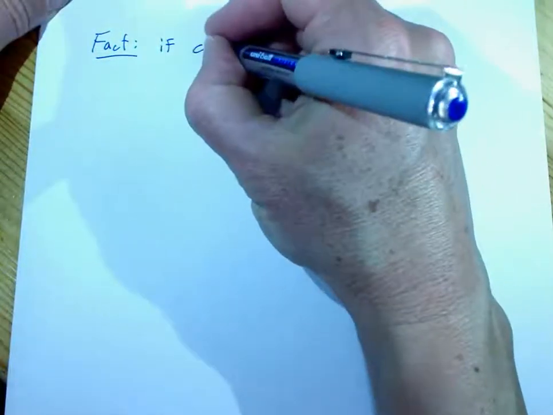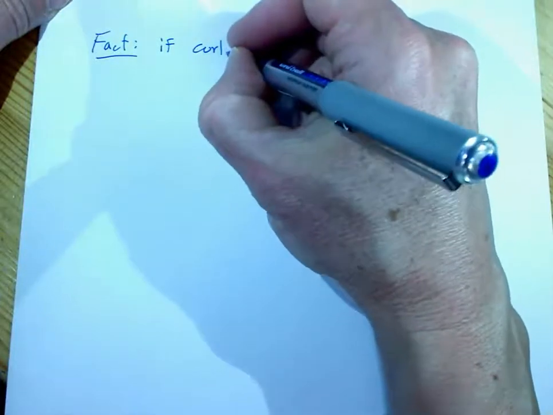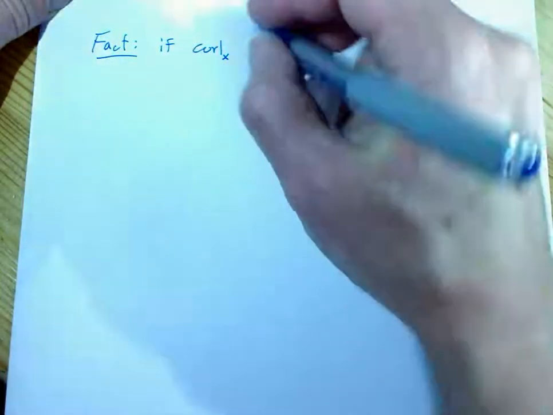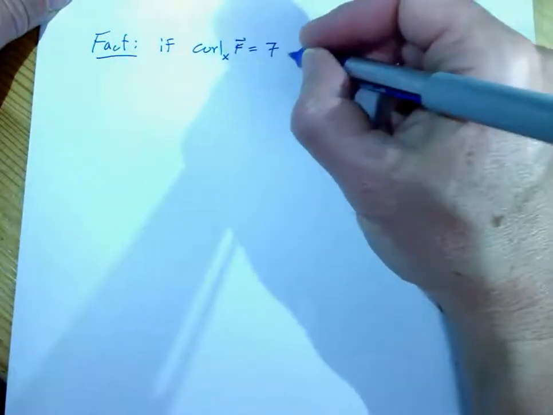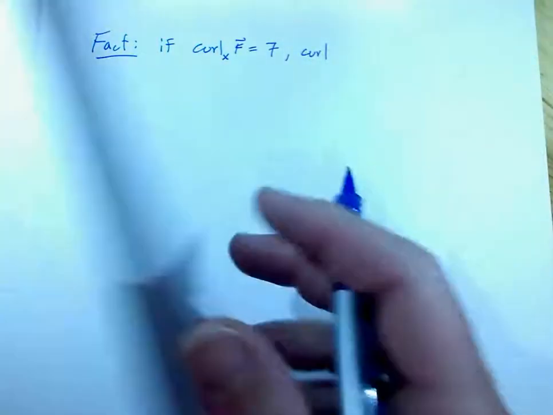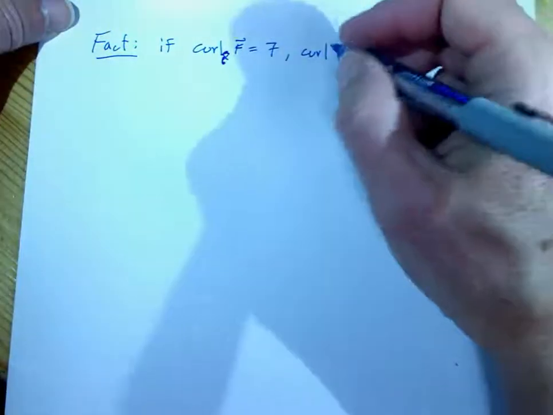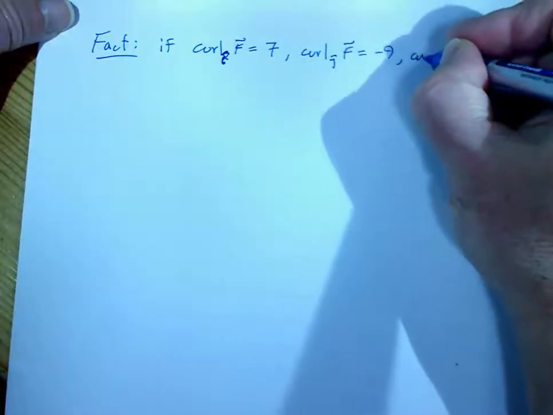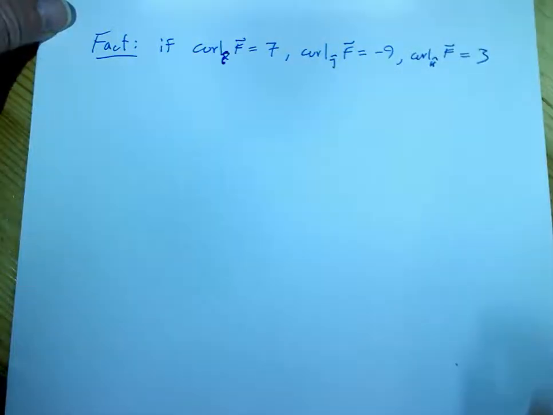if I've got the curl of the vector field around an axis parallel to the x-axis, so this will be a temporary notation, say with that, we discovered that's 7. So we did this exact calculation with the normal vector being i. Maybe I'll call it the i curl. Okay, and then the j curl is -9, and the k curl of F equals 3.